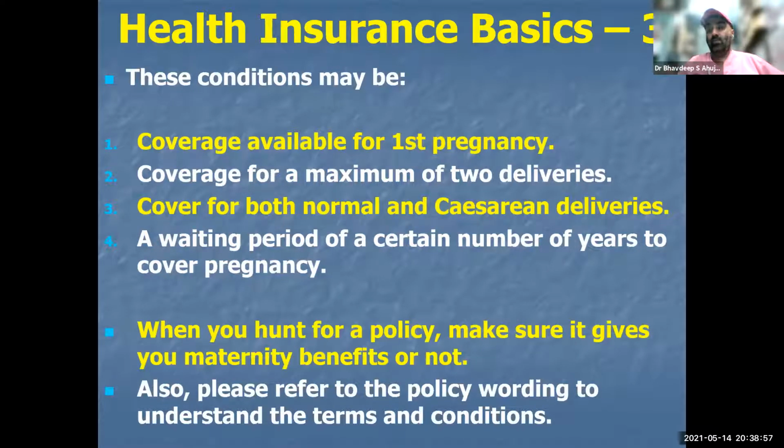That is the reason I advise those of you who are young and unmarried, or maybe just married and starting to plan a family in 2 to 3 years' time, you can opt for a policy with a maternity benefit. So make sure that you know what things are covered, especially pre and post hospitalization. The daycare charges should be covered because pregnancy is an expensive sojourn.